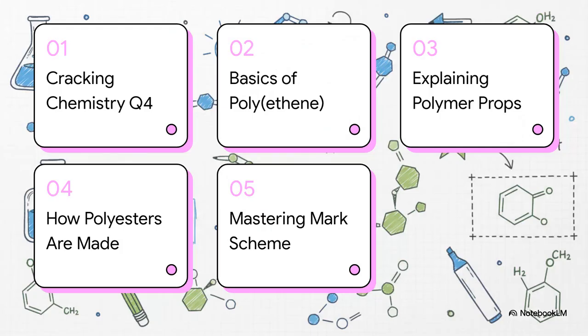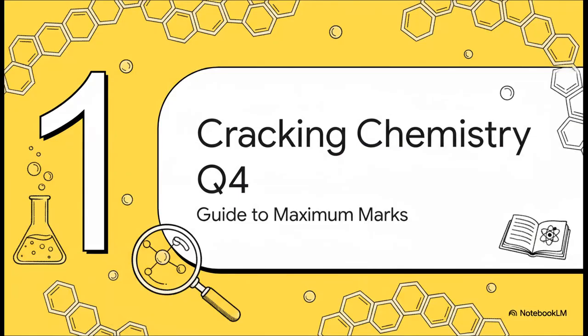Okay, so here's our game plan. First, we'll crack open question 4. We'll hit the basics of polyethylene, then get into explaining polymer properties. After that, we'll look at how polyesters are made, and finally, we'll wrap it all up by mastering that all-important mark scheme. Right, let's get into it.